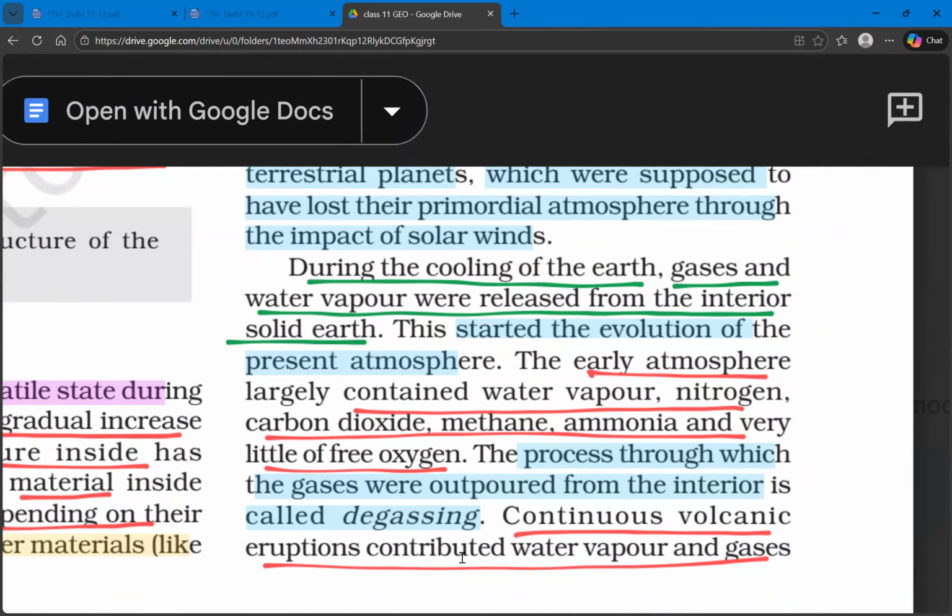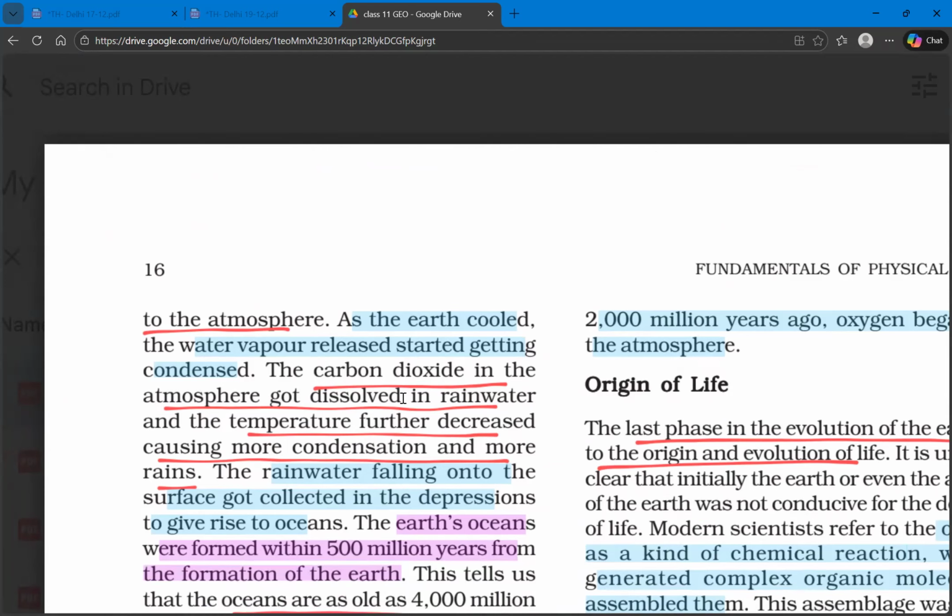As the Earth cooled, the water vapor released started getting condensed. As the temperature decreased, the water vapor started condensing. The carbon dioxide in the atmosphere got dissolved in rainwater, and the temperature decreased further, causing more condensation and more rains. So what happens when it rains? The rainwater falling onto the surface got collected in the depressions to give rise to oceans.